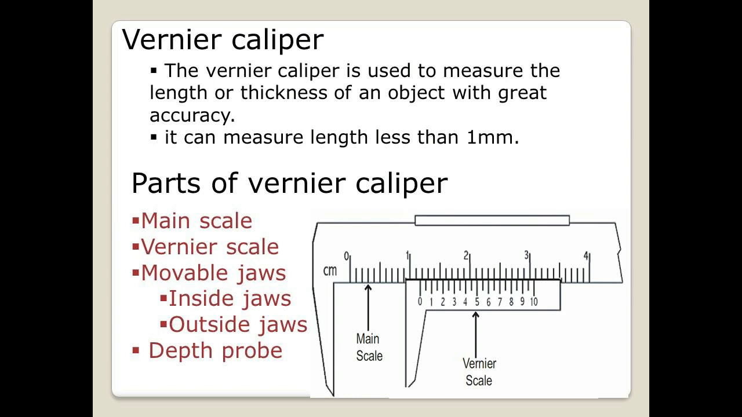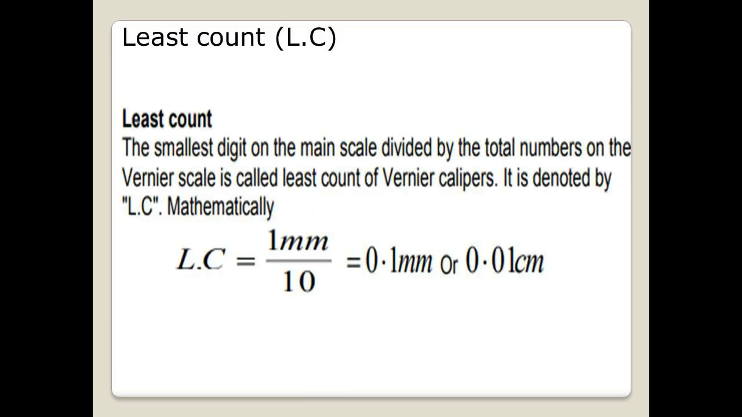We have two scales in the vernier caliper. One is the main scale, another one is the vernier scale. And we have two movable jaws. One is the inside jaws, another one is the outside jaws. And we have a depth probe. First step in using the vernier caliper is to find out its least count, range and zero error.